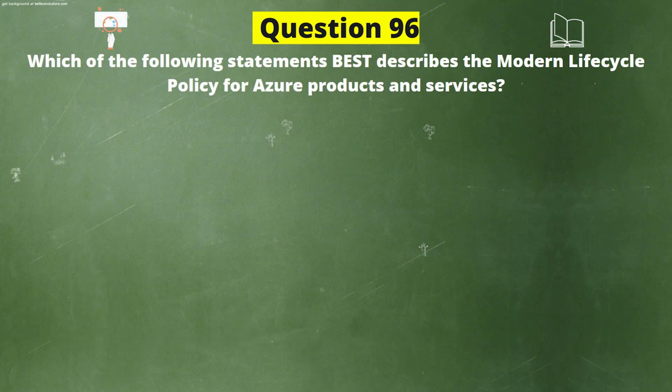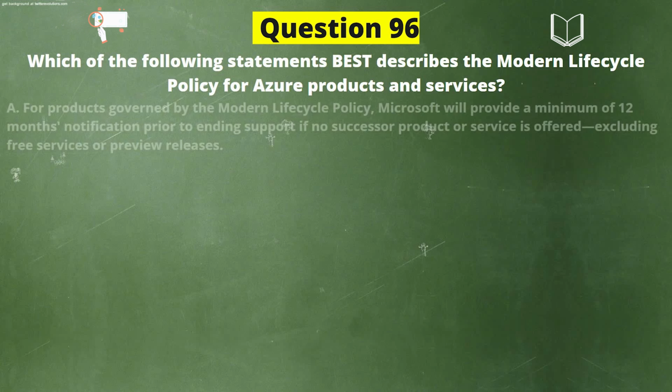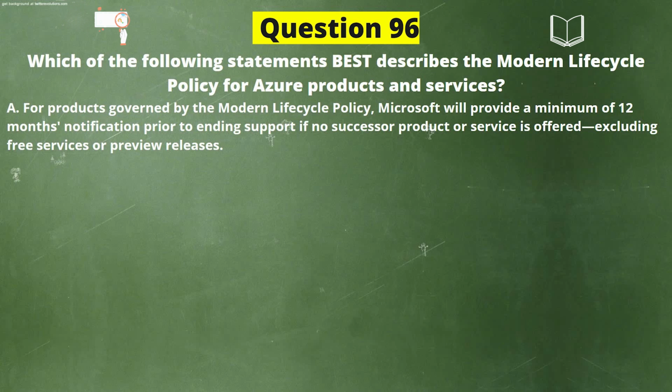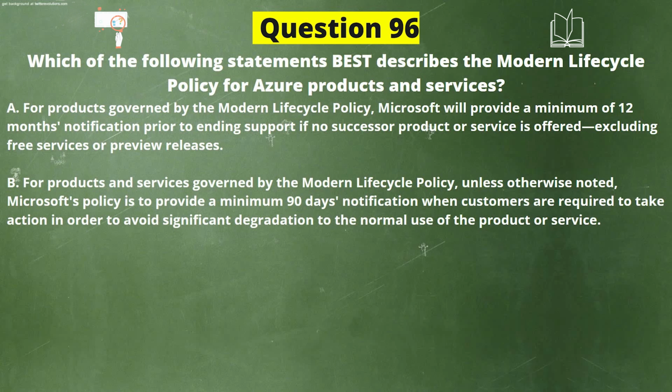Next question. Which of the following statements best describes the modern lifecycle policy for Azure products and services? Option A. For products governed by the modern lifecycle policy, Microsoft will provide a minimum of 12 months notification prior to ending support if no successor product or service is offered, excluding free services or preview releases. Option B. For products and services governed by the modern lifecycle policy, unless otherwise noted, Microsoft's policy is to provide a minimum 90 days notification when customers are required to take action in order to avoid significant degradation to the normal use of the products or service.